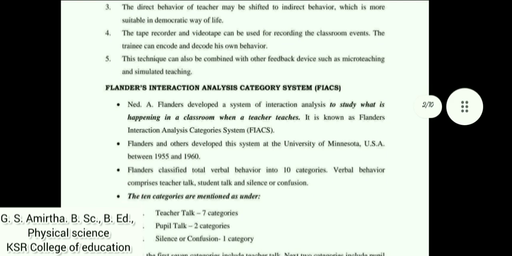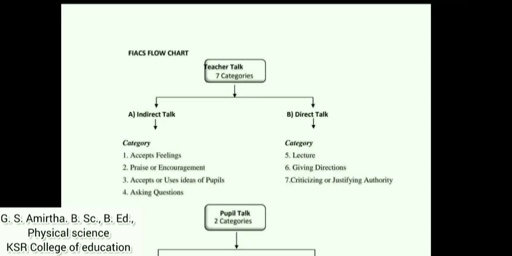The 10 categories are as follows. Teacher talk consists of 7 categories. Then pupil talk consists of 2 categories. Finally, silence or confusion takes 1 category. Here is the FIACS flowchart. Teacher talk is divided into 2 types, indirect talk and direct talk. Indirect talk has 4 categories: accepts feelings, praises or encourages, accepts or uses ideas of pupils, and asking questions.